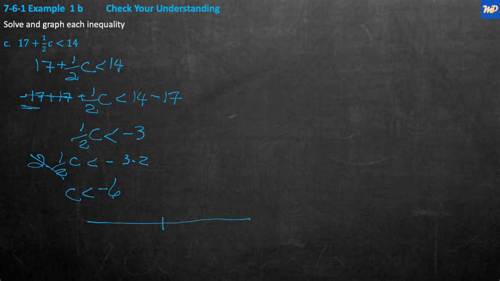And since this is negative 6, I'll put the 0 over here. This is a 1 over here, then a negative 6. We can't include it because it's not less than or equal. So we're going to put a circle around the 6. And c is less than negative 6, so we're going to draw our line there. Okay.